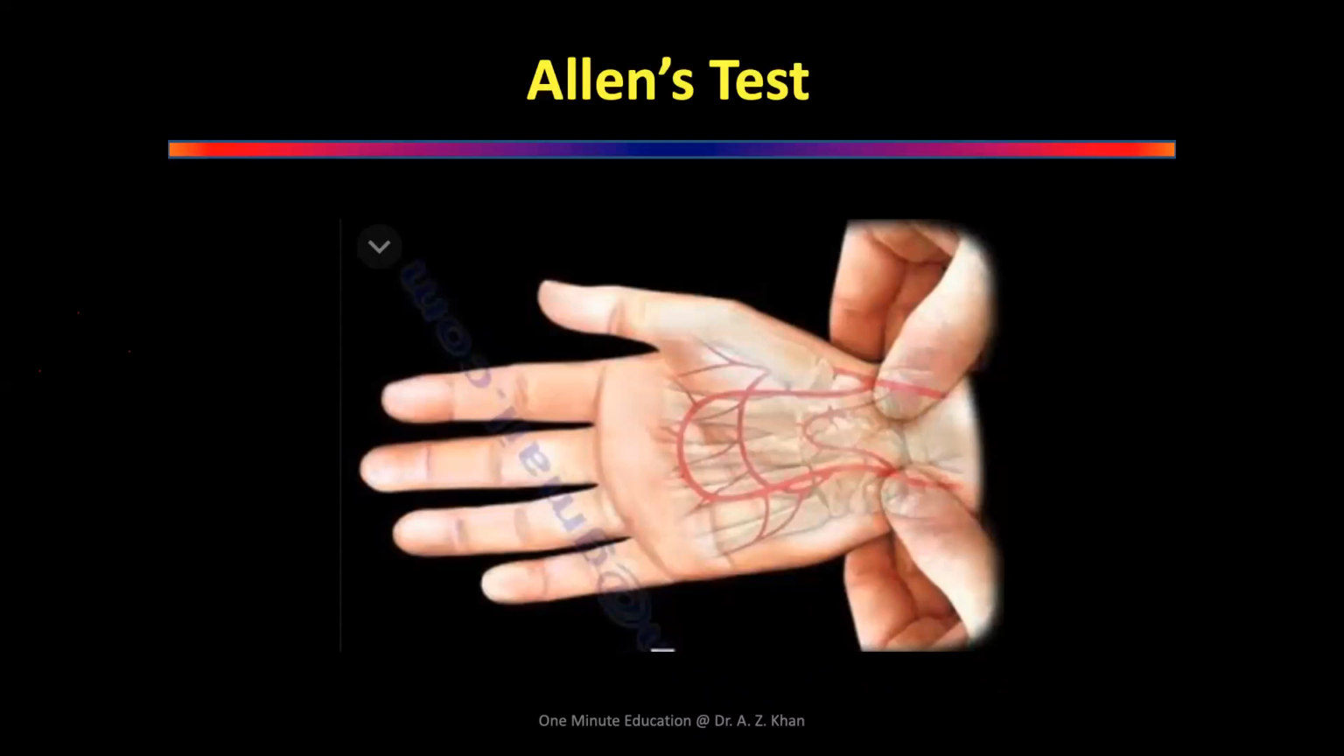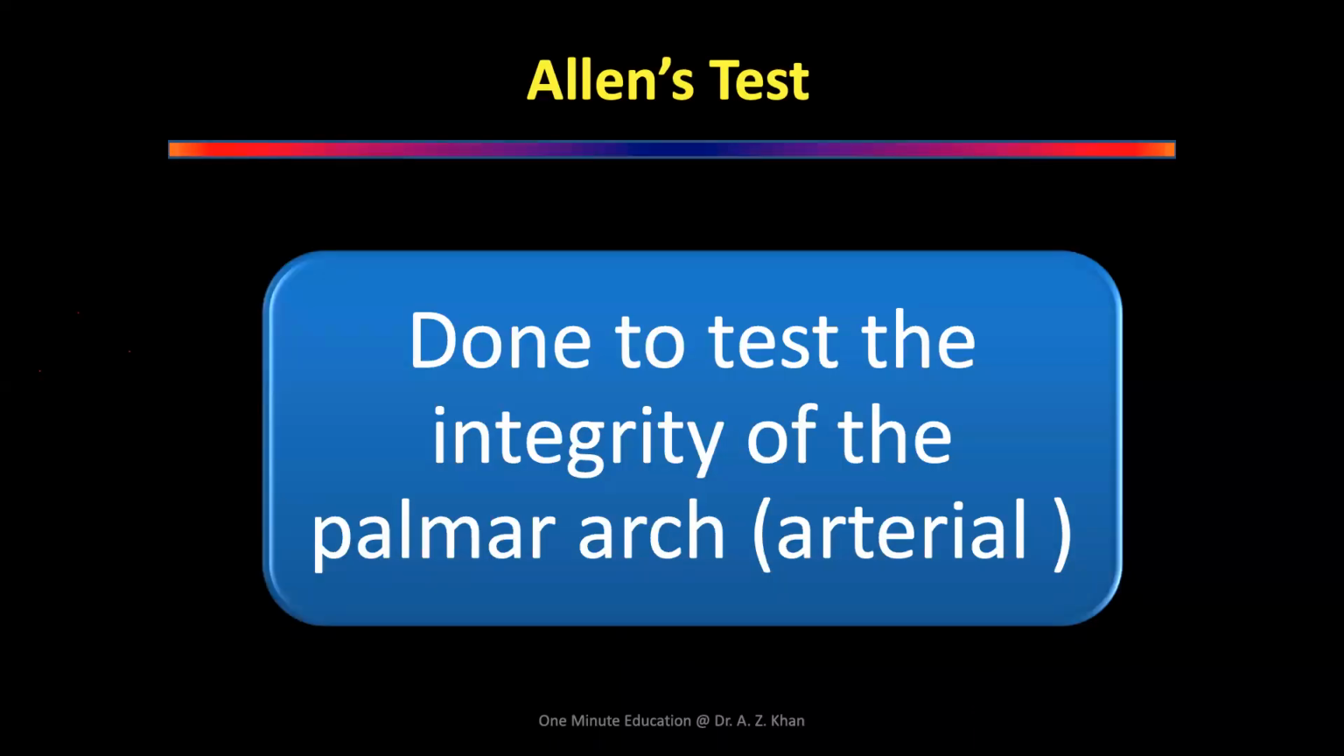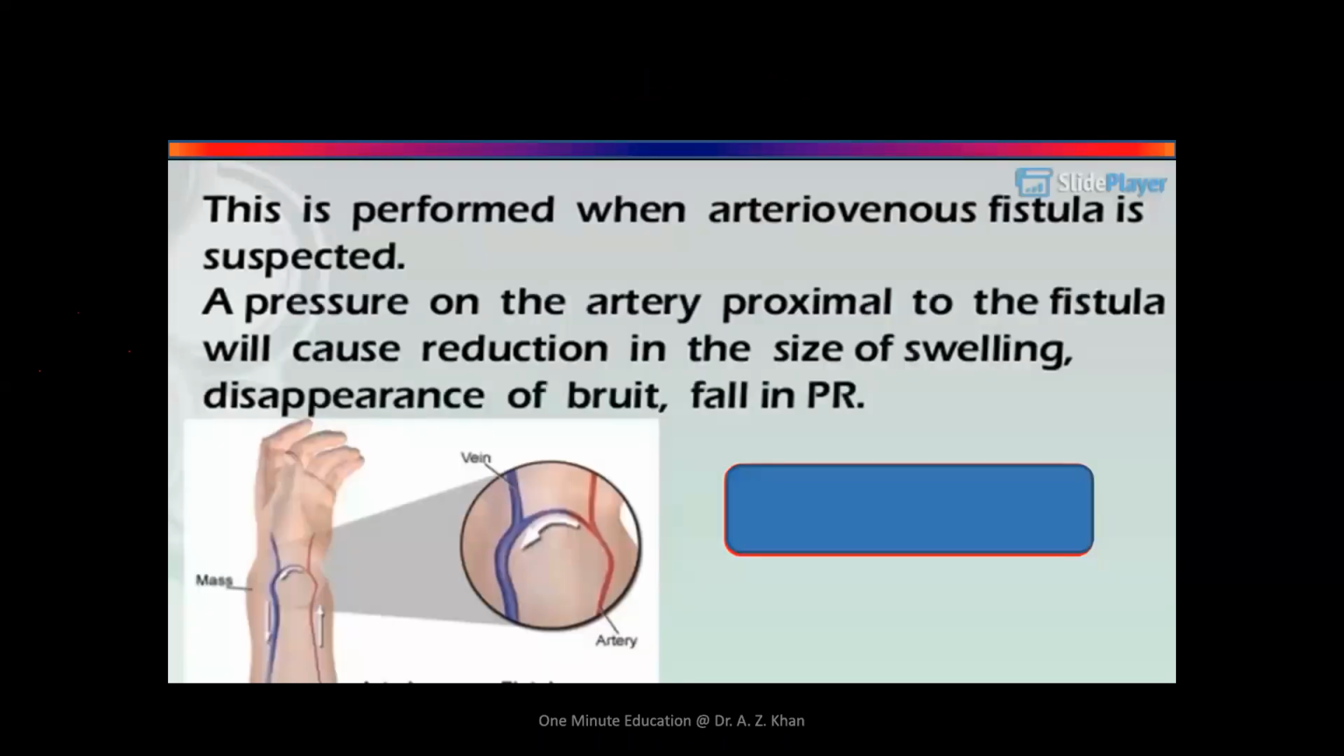Okay, this is Allen's test, okay? Yes, sir. And Allen's test is done to test the integrity of the palmar arch, the arterial integrity. Okay, all right. Name the test. There are two names I'm looking for. Two names, and why do you do it? Why you do it is written on the slide, but you must understand why you do it. Name the test.